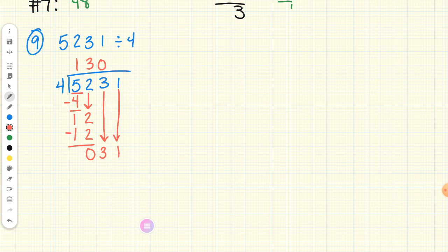Avery, how many times does 4 go into 31? 7. 4 times 7 is 28. I subtract and I get 3. So remainder 3. 1,307, remainder 3. Circle it to show the world that's your final answer. Then write it on your work page, on your worksheet. Take a second. I want you to try 10 and 11.